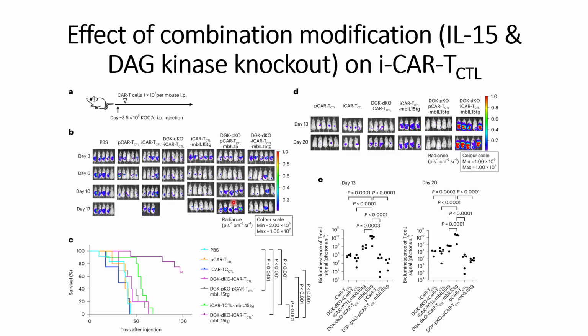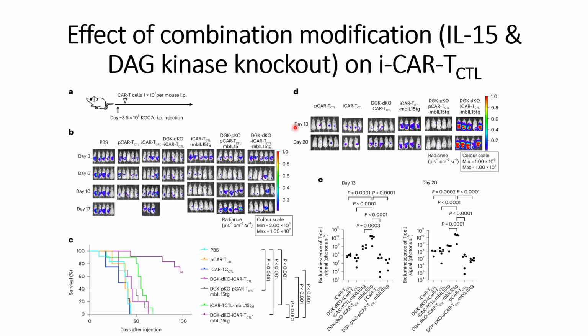These things can be seen in panel B, the immunofluorescence image of the tumors, and the quantifications are shown in panel C, where we can see that in the case where they use CAR-T cells derived from mature T cell lineage from induced pluripotent stem cells and modified with the DAG kinase knockout, and at the same time also induce interleukin 15, they see the maximum survival rate compared to all other conditions.